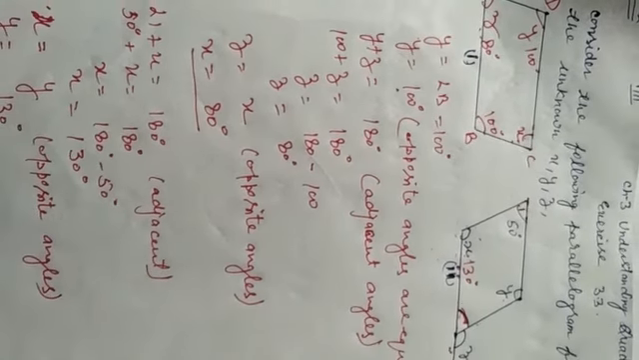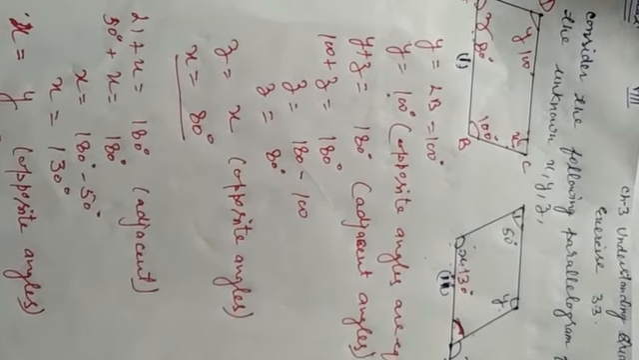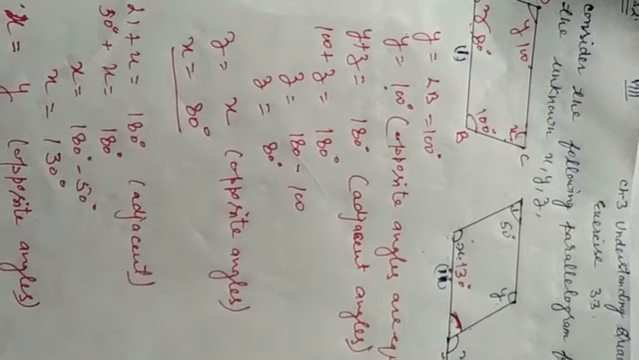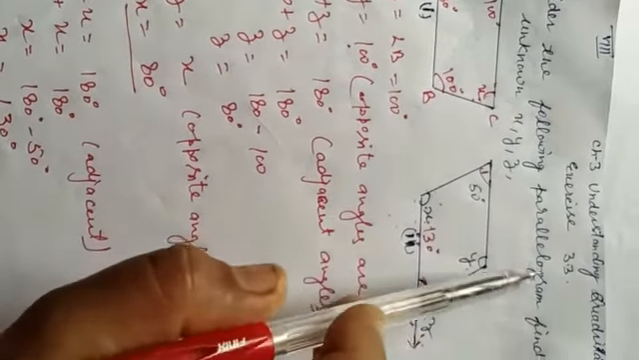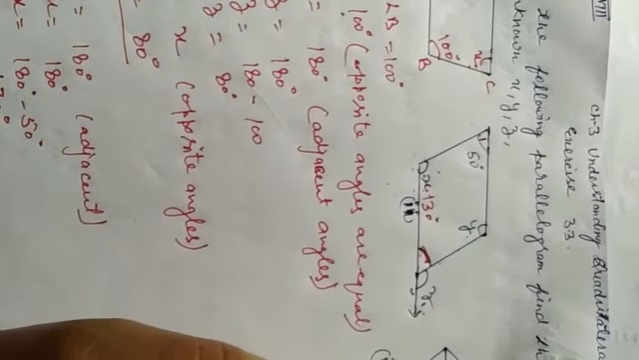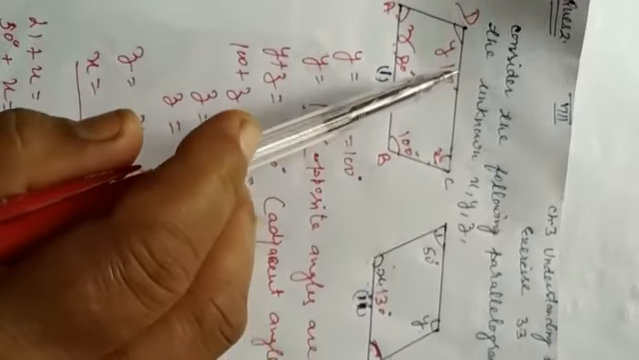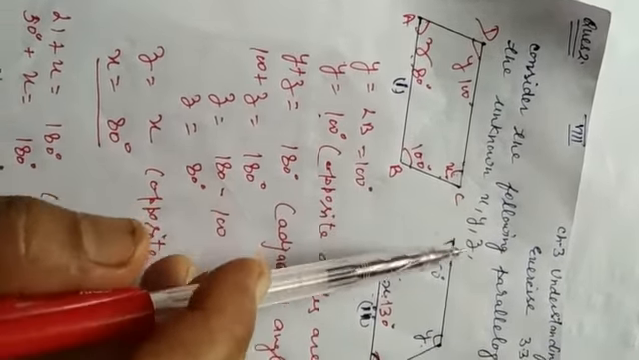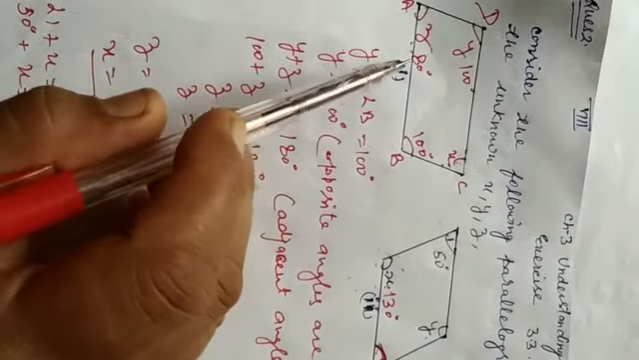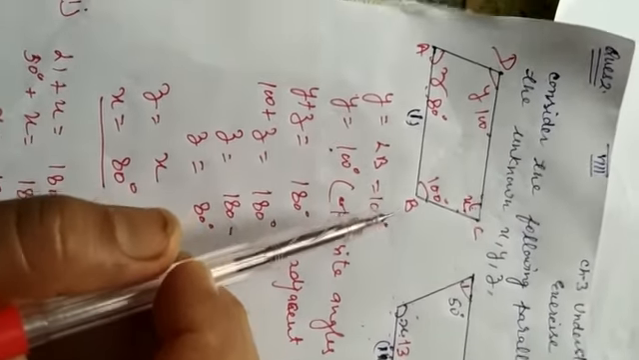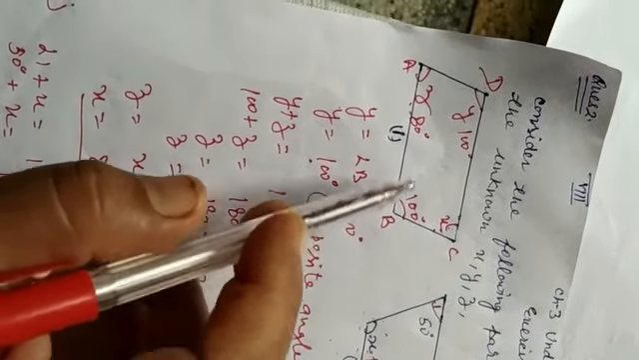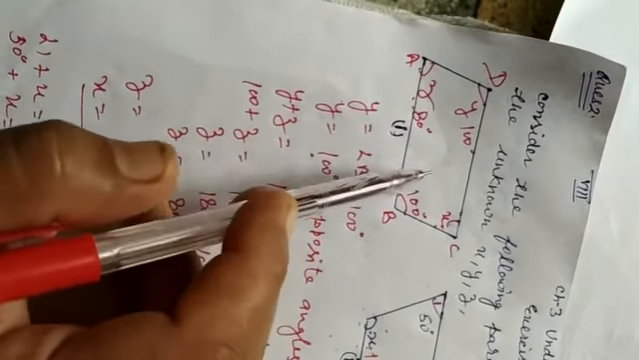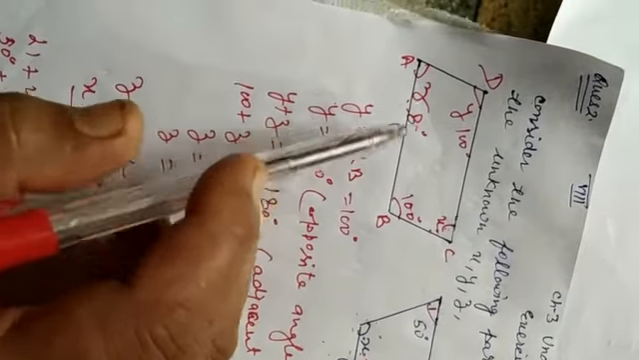Hello class 8. Today we are solving question number 2 of exercise 3.3. The question is: consider the following parallelogram and find the values of the unknowns x, y, z. So this is the first figure. Here it is given that angle B is equal to 100. Now we have to find the values of x, y and z.